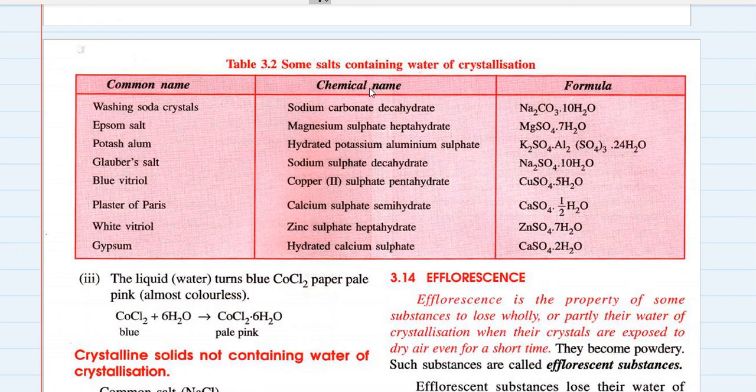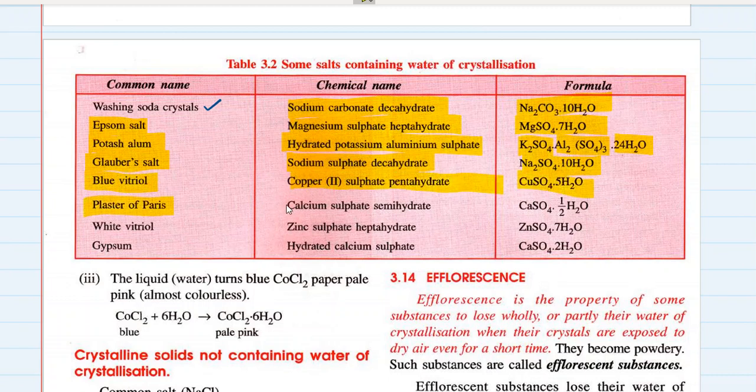Some common salts containing water of crystallization: washing soda crystals, meaning sodium carbonate decahydrate, Na2CO3.10H2O. Epsom salt, magnesium sulfate heptahydrate, MgSO4.7H2O. Potash alum, hydrated potassium aluminium sulfate, K2SO4.Al2(SO4)3.24H2O. It's a mixed salt. Glauber's salt, sodium sulfate decahydrate, Na2SO4.10H2O. Blue vitriol, copper(II) sulfate pentahydrate, CuSO4.5H2O.